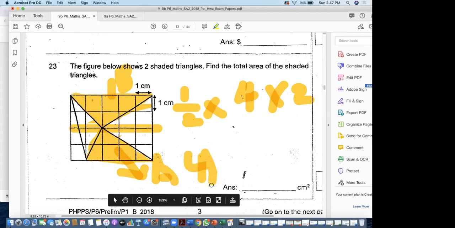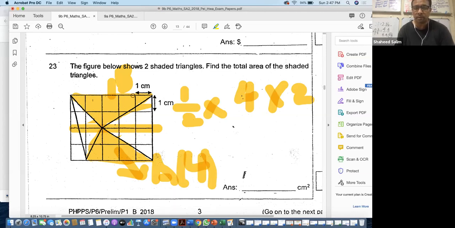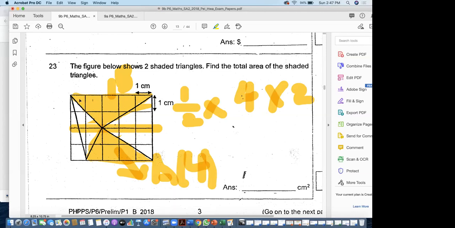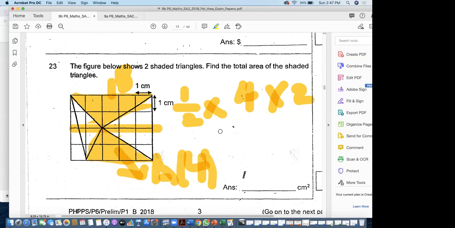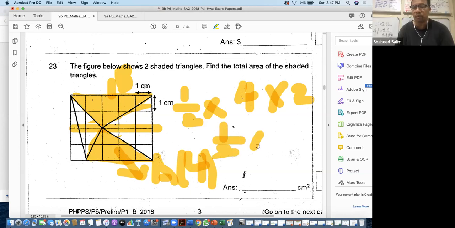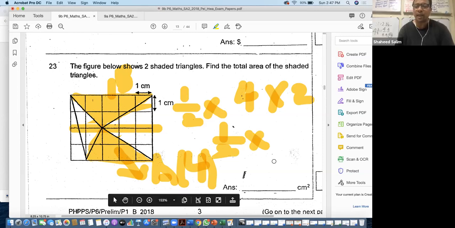Okay, then the next one now. On top, what's the base? Shafika, what's the base? 5. 1, 2, 3, 4, 5. Height? 2. So half times 5 times 2, what do you get? You get 5, good. So 4 plus 5, 9.